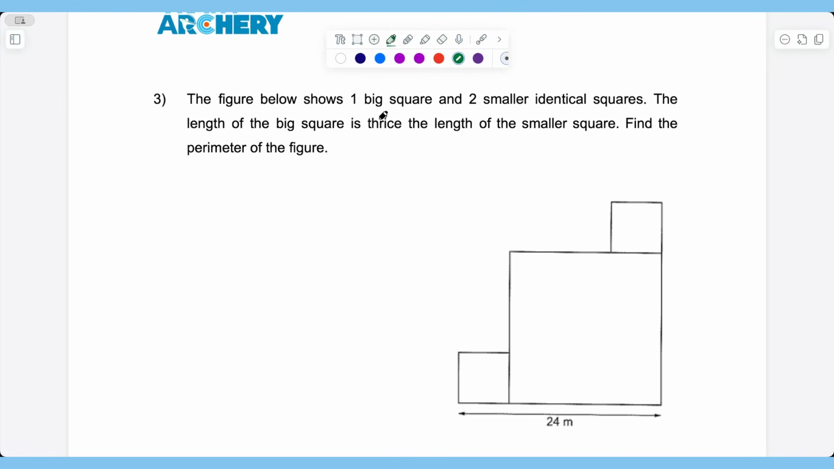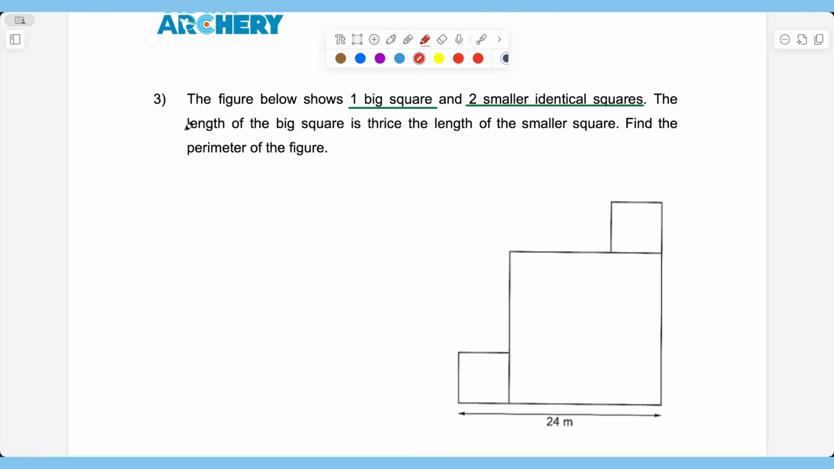Question 3. The figure below shows one big square and two small identical squares. This is the big square and two small identical squares. That means these two squares have the same measurement. They have the same length. They are exactly the same. The length of the big square is thrice the length of the smallest square.